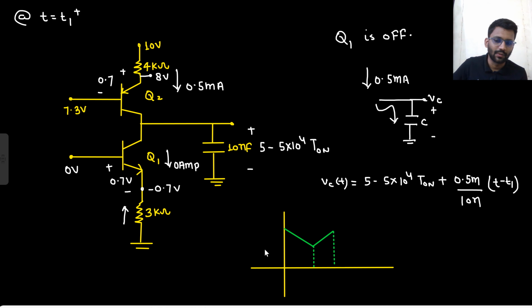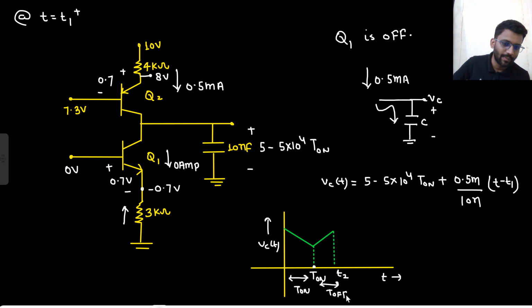It depends on the value of T1 and the time period T, because this much time was T1 and this time we are calling T2. If this much of time I am calling T1 and this much of time I am calling T0, so what will be my T2? T2 will be simply T1 plus T0.